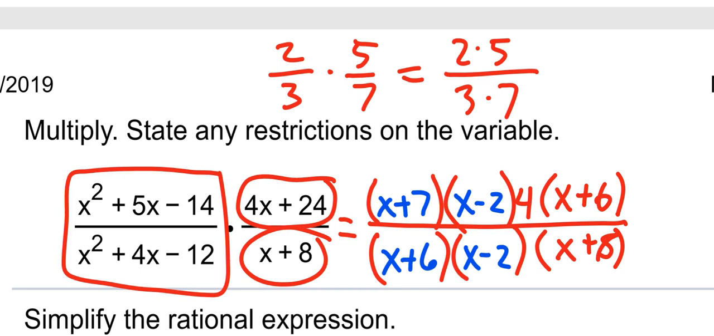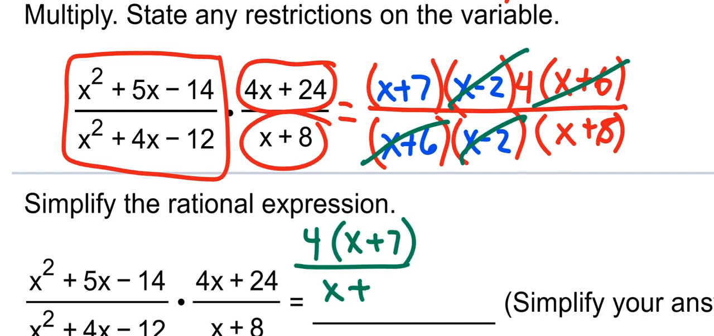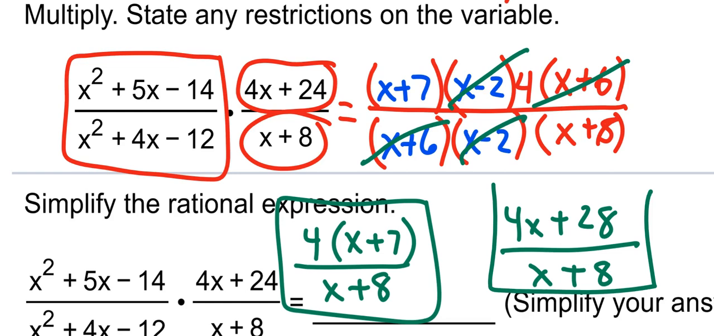So we got X minus 2 disappearing. What else? The X plus 6 cancels out too. X plus 6 cancels out, yes. Now, my final answer, I'll take it in two different forms. One of the answers could be 4 times X plus 7 all over X plus 8. I'll take that as a final answer. You could also write 4X plus 28 over X plus 8. I'll take that as a final answer.